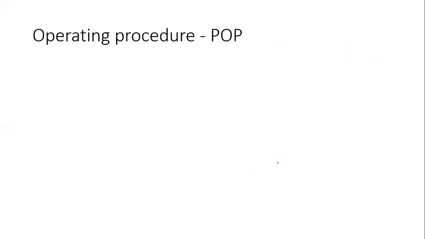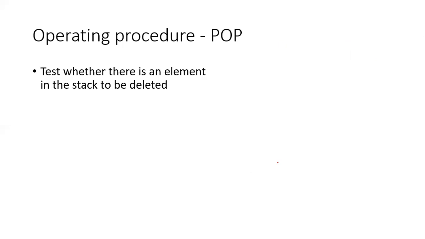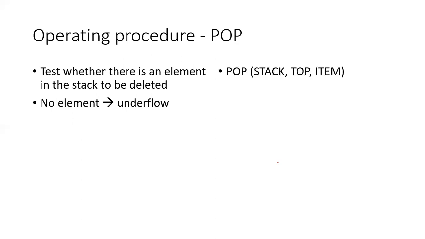The next one is the pop operation. How will a pop operation be implemented? It's the reverse. First, we have to check whether at least some values are there on the stack. So test whether there is an element in the stack to be deleted. If there is no element, then it's an underflow condition. Upon an underflow condition, we cannot pop any value from the stack, so we can just return from the program.